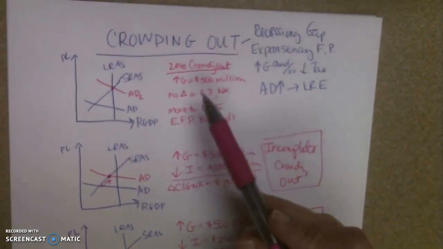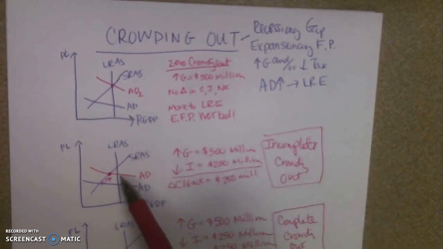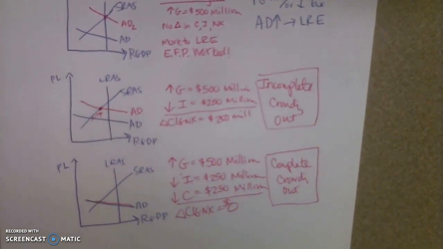So if you have zero crowding out, it moves us all the way to long-run equilibrium. If you have incomplete crowding out, we move part of the way. And then if you have complete crowding out, we don't move at all, and the fiscal policy did not work. And that's crowding out.